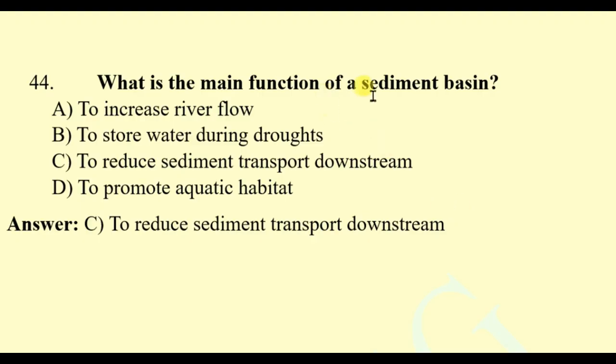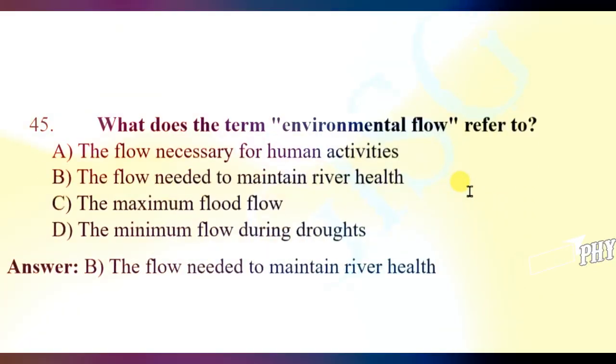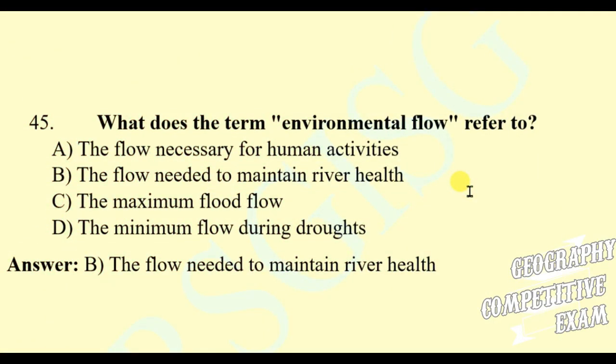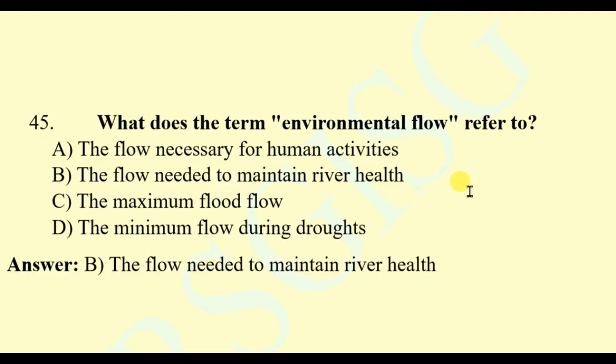I don't understand what the sediment basin is. I think something is wrong here. Question number 45. What does the term environmental flow refer to? The flow necessary for human activities, the flow needed to maintain river health, the maximum flood flow, the minimum flow during droughts. Here the correct answer will be the flow needed to maintain river health, which is called environmental flow.